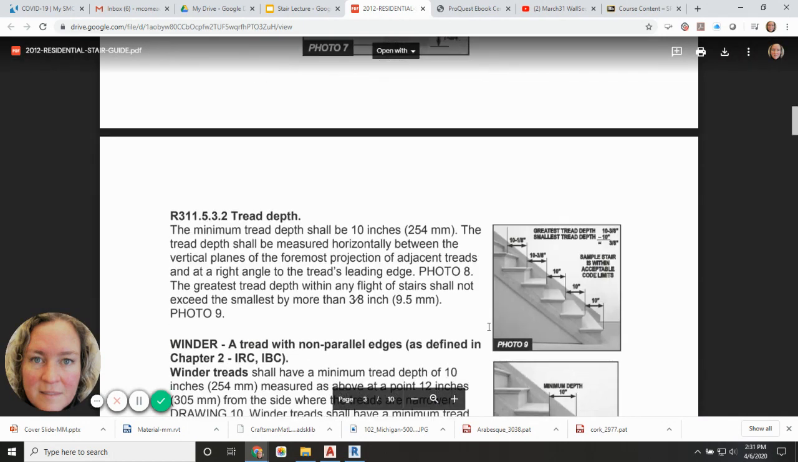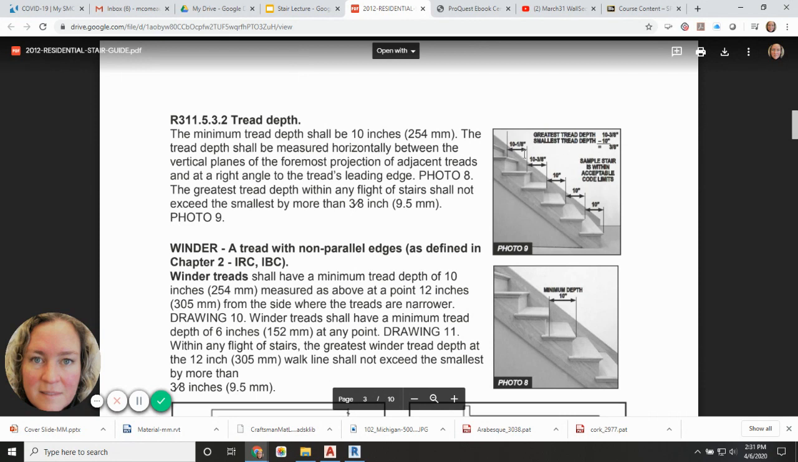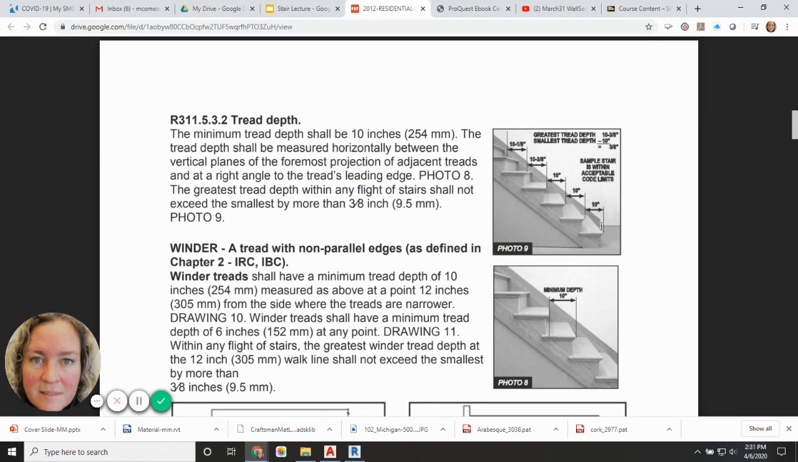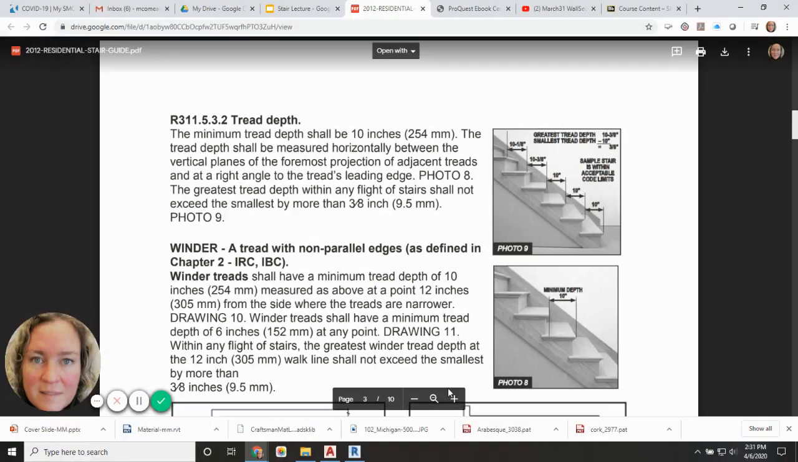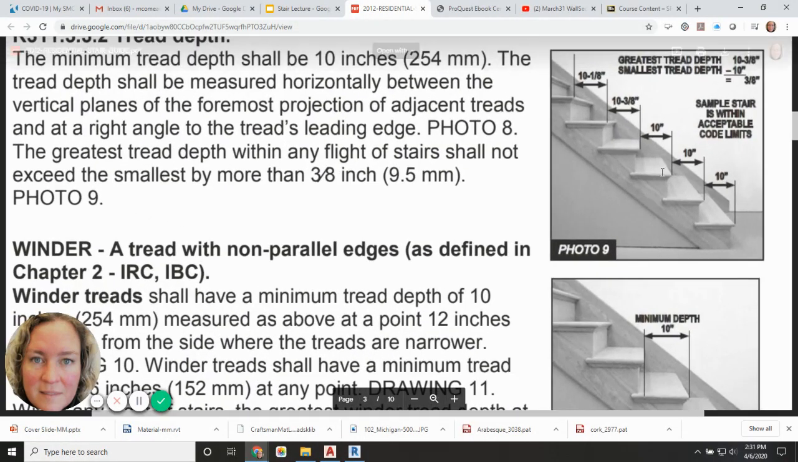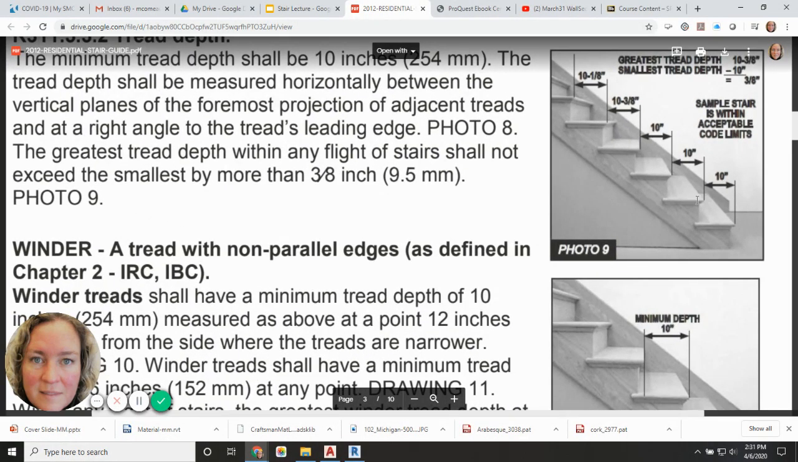All right, let's go a little bit further. Same thing with tread depth. There's a 3/8 of an inch difference that you can have. And notice that the treads are measured from nosing to nosing. The actual amount of foot space you have, if you were to measure from the inside of the riser to the edge of the nosing, would probably be closer to 11 1/4 inches. But we don't measure it that way. We measure the tread from nosing to nosing, or from riser to riser, and you would get the same answer.